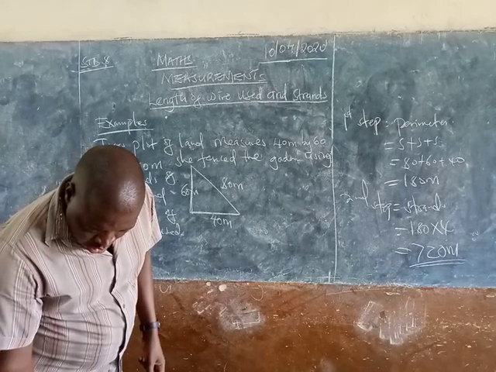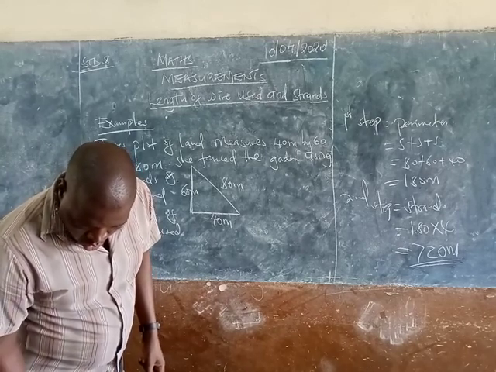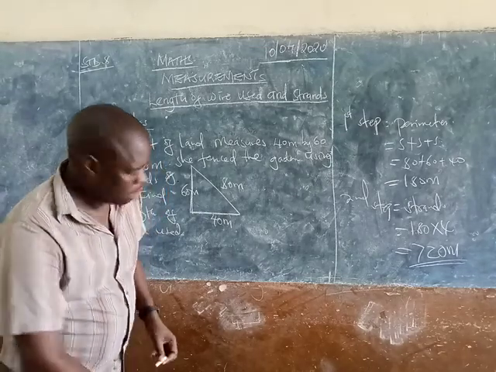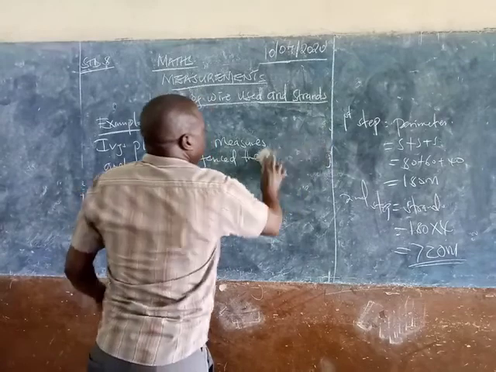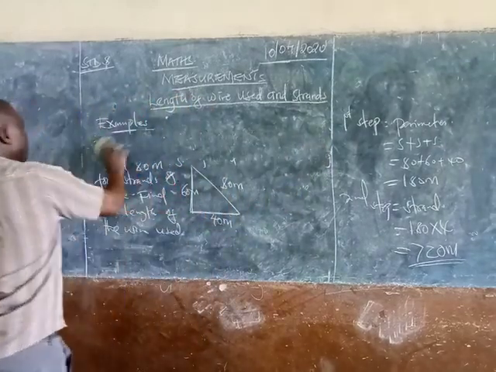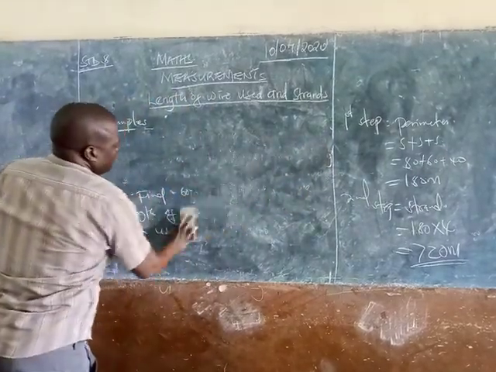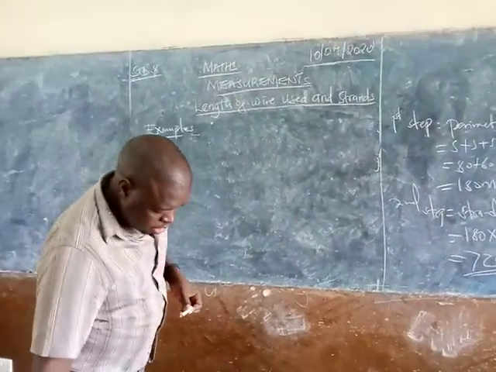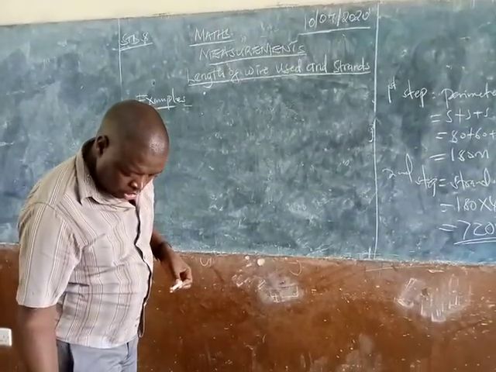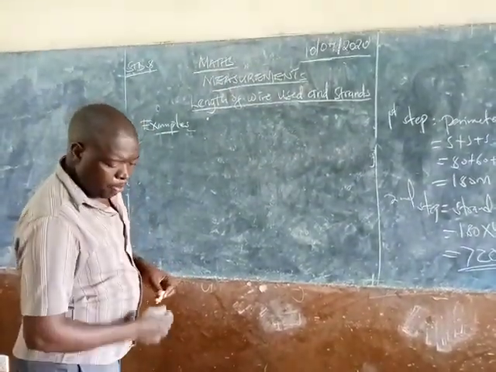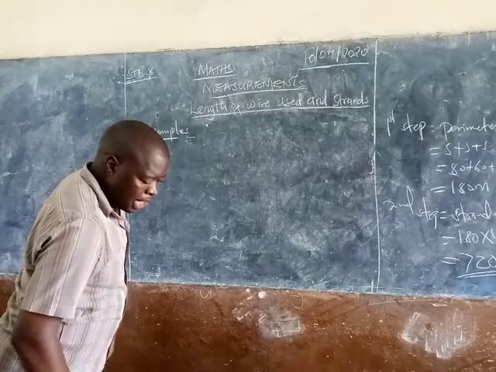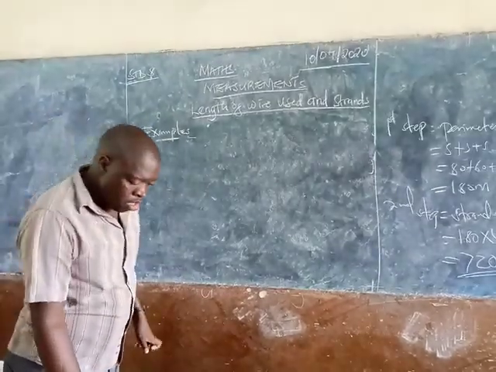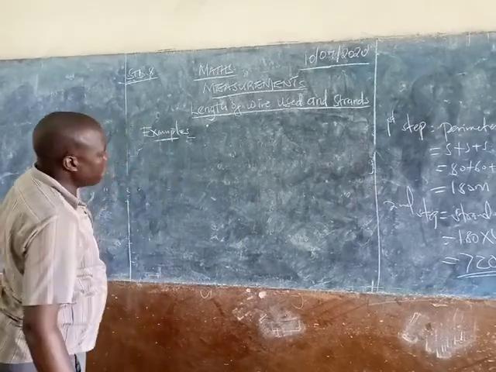Example number two. We have this figure here. The question says, bushes were planted on the two lines at intervals of 20 centimeters on the figure below. How many flower bushes were planted?